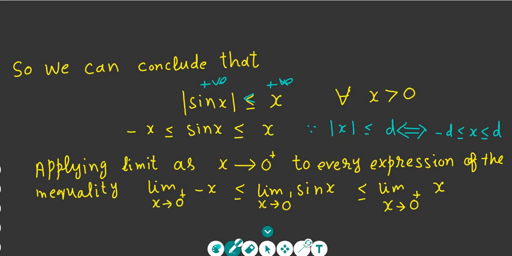As we know that the absolute value of x less than or equal to d, where d is any real number, we can also write it as minus d less than or equal to x less than or equal to d. So we can write this inequality in this form.